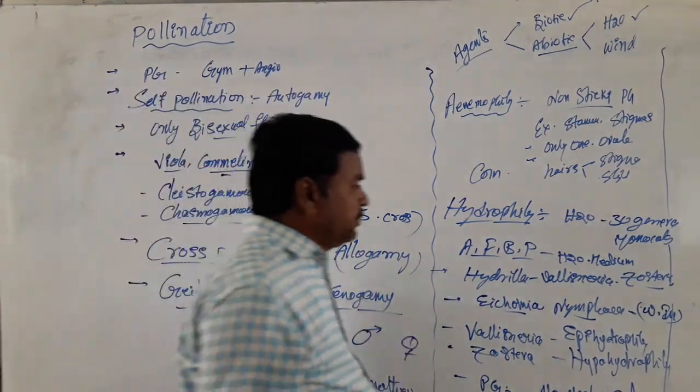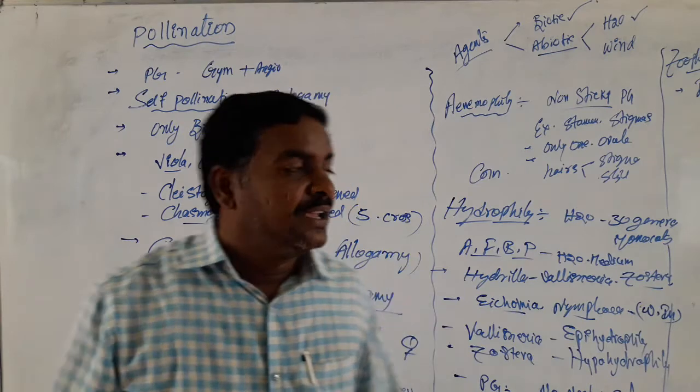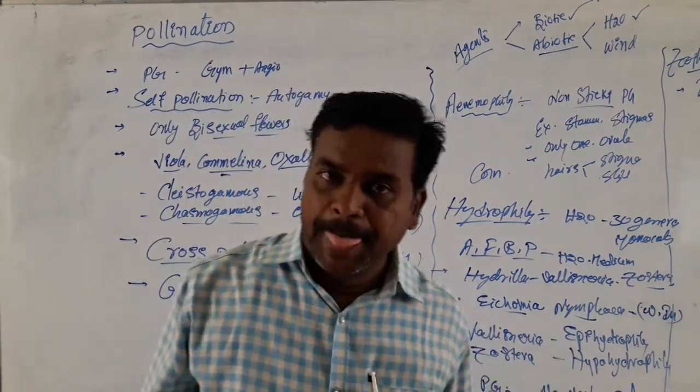Now coming to zoophily. Zoophily means the majority of plants use different kinds of animals. Pollination by animals is called zoophily. The most abundant animals in zoophily are insects, especially bees, honeybees. Pollination by insects is called entomophily.